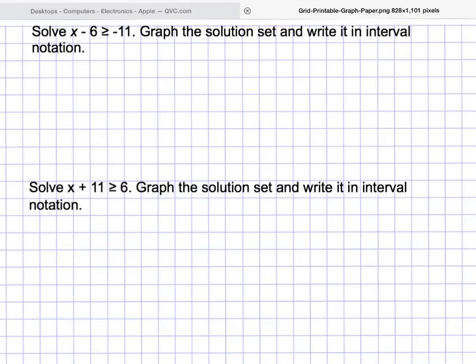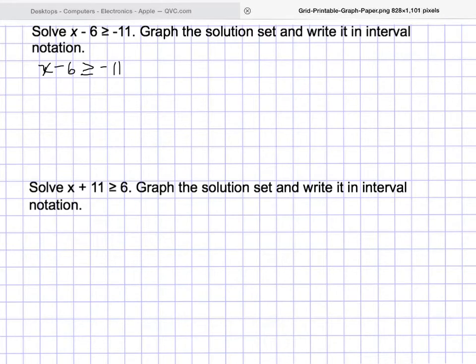Solve x minus 6 is greater than or equal to -11. Graph the solution set and write it in interval notation. So we got 3 things to do. We have to solve, we have to graph, and we have to write in interval notation. So first let's solve. We have x minus 6 is greater than or equal to -11.